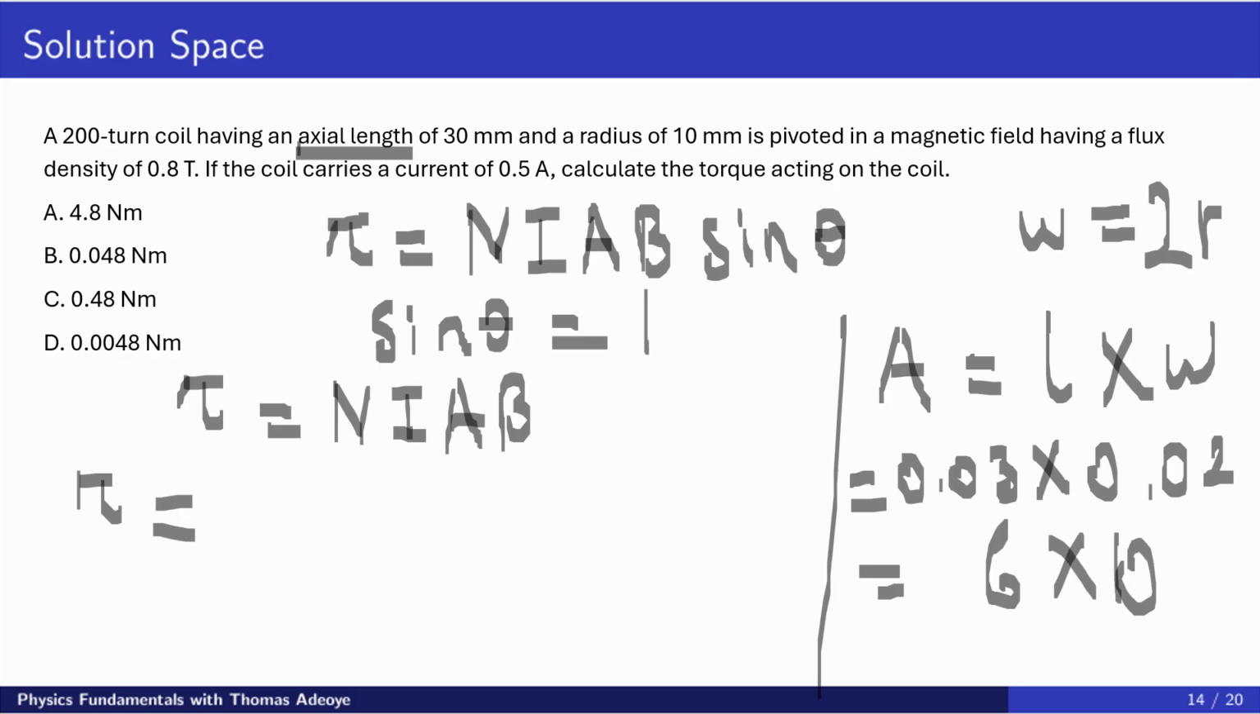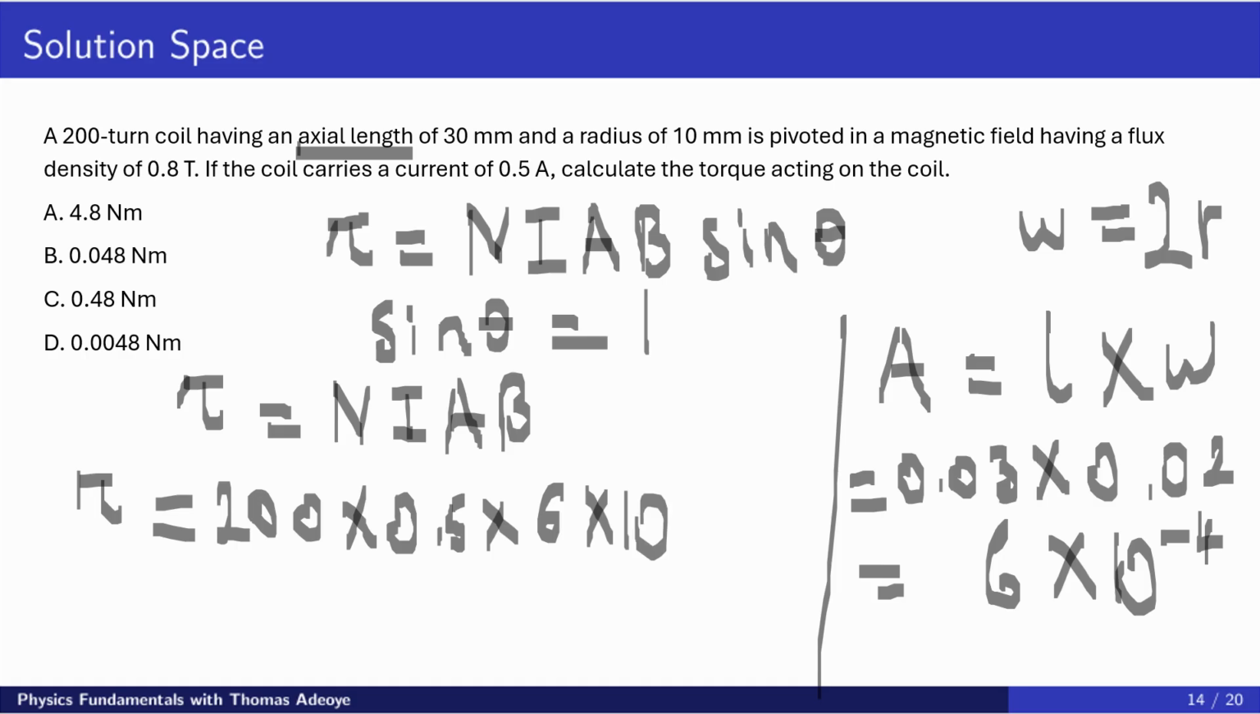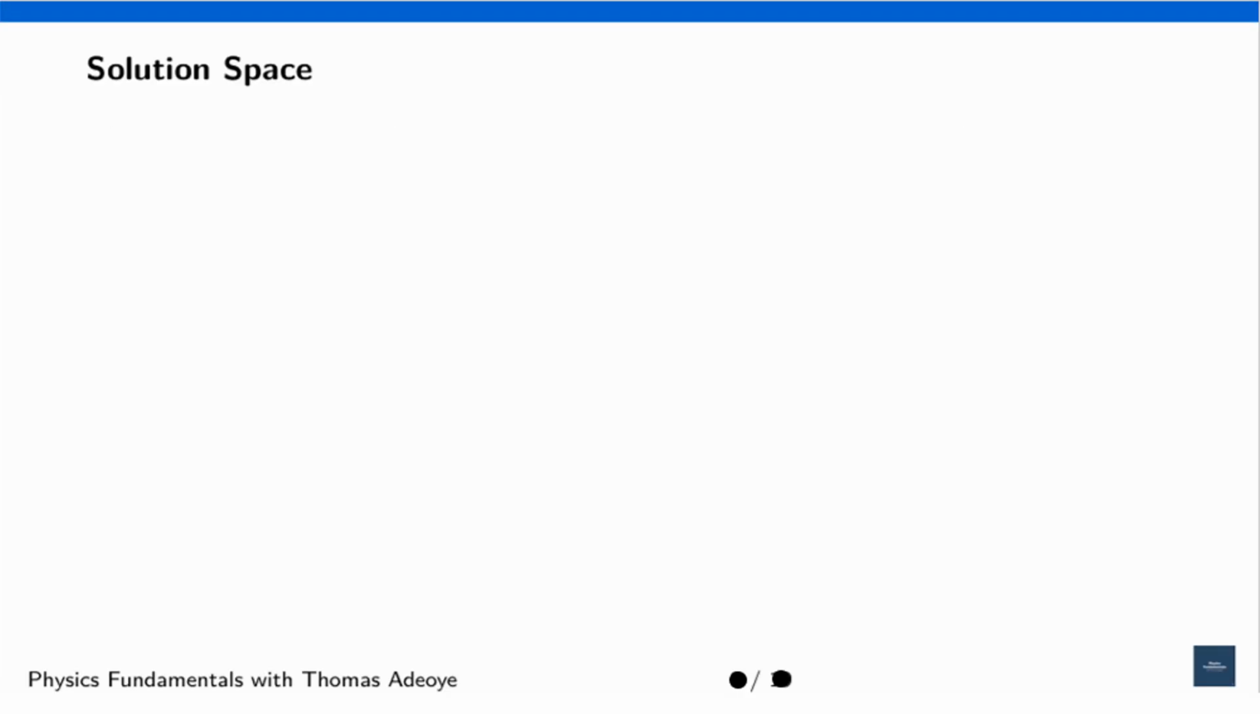So that if you now put it here, this will be 6 times 10 raised to the power minus 4, and you have the number of turns to be 200. This is 0.5. This is 6 times 10 raised to the power minus 4, and this is 0.8. So if you punch your calculator, you have times 200, 0.5, 0.8, and this gives 0.048. Let's just move on to the next thing.